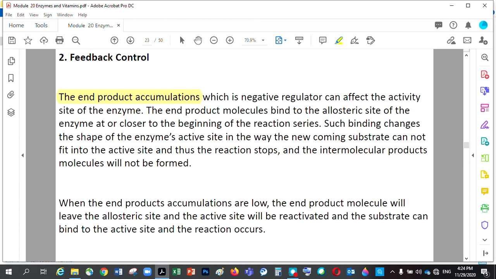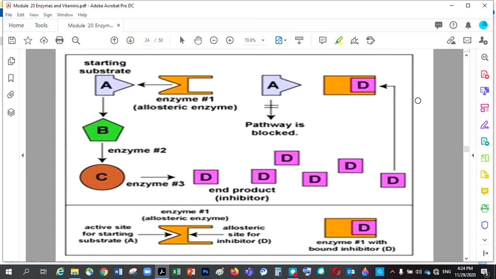We'll see in a couple of minutes how this looks. When the end product accumulation is very low, the end product molecule will leave the allosteric site, and the active site will be reactivated, and the substrate can bind to the active site, and the reaction occurs. So let's look at the picture here. This is a very nice picture. You can see how this feedback is working.